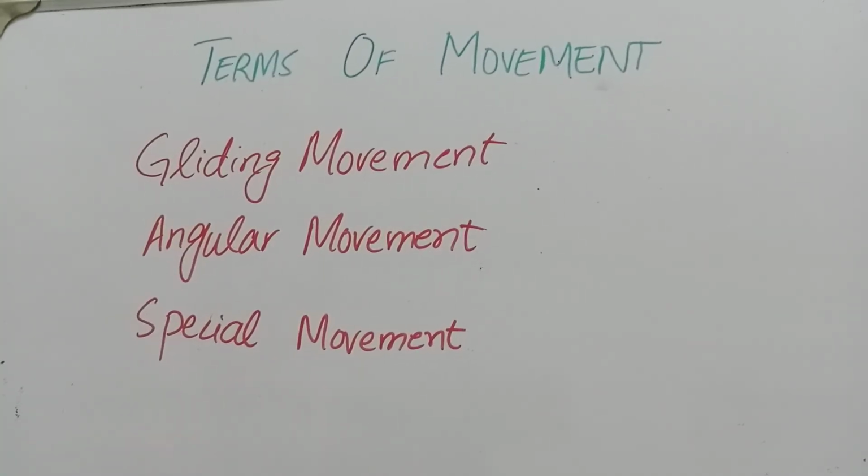We have discussed the terms of body movements: the gliding movements, the angular movements, and the special movements. This is all about the terms of movements.